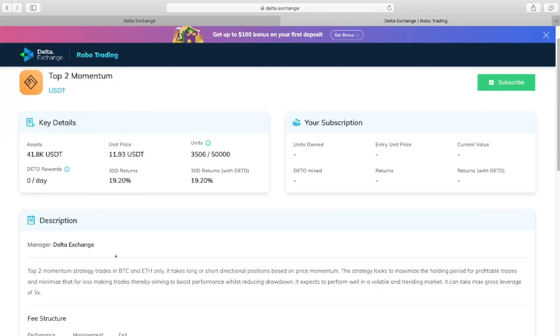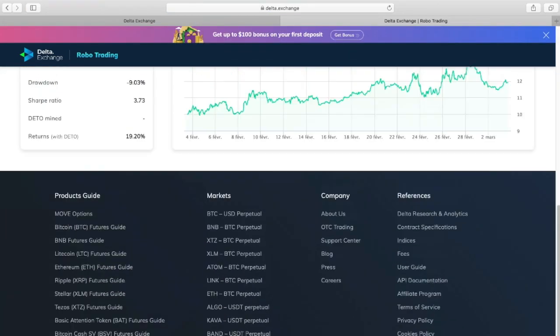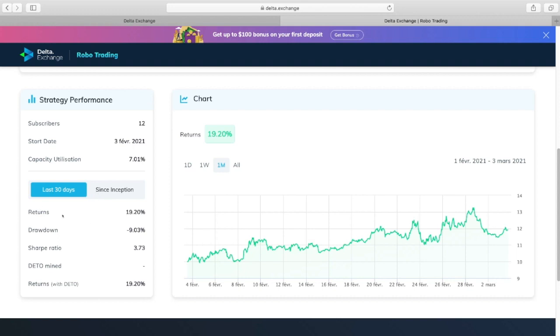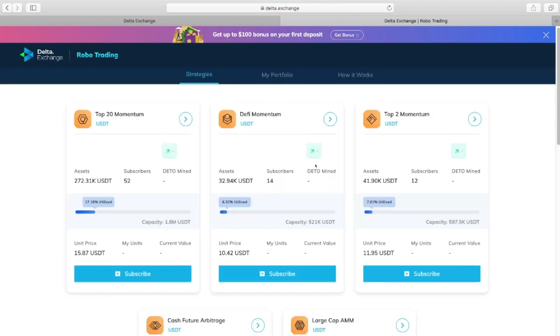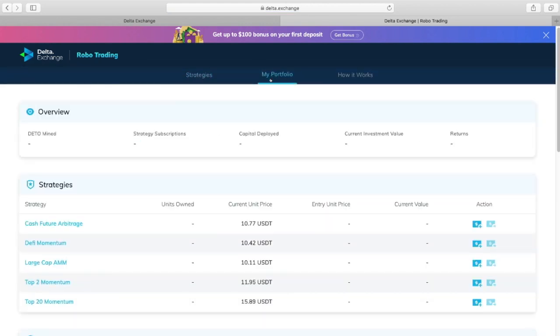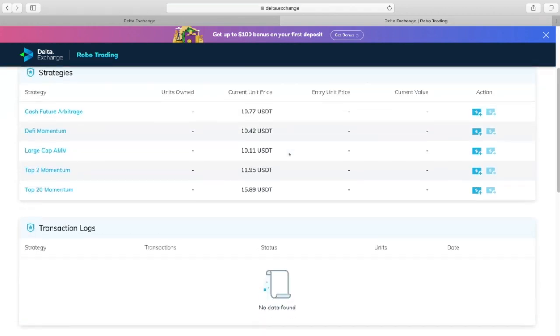Every strategy has its percent, like we see here. The returns of this strategy are like 20% in 1 month, so it's very interesting. Also, you can use a lot of things. This is my portfolio. It's zero now, but you can make a deposit and start working on the strategy.